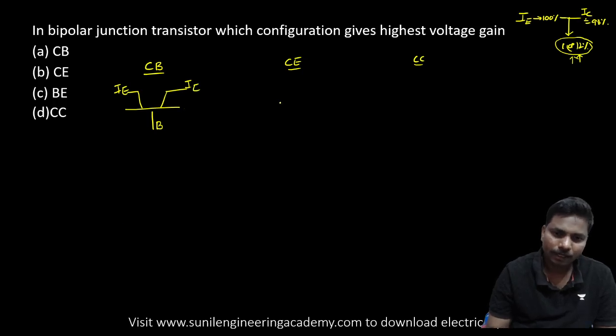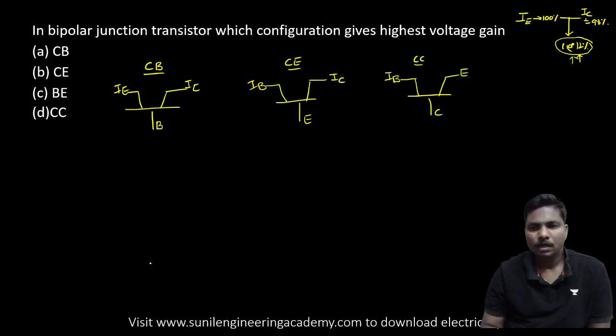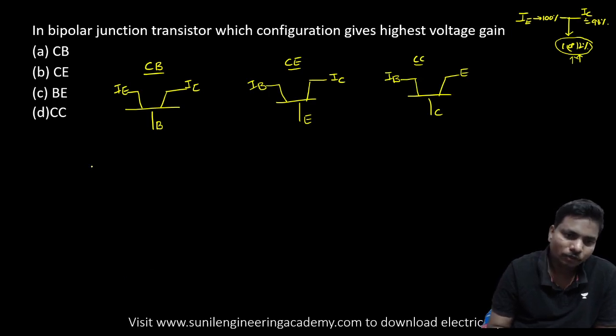Here in common emitter, the emitter is common. Base may not be used as output, so base is used as input, and output is IC. In common collector, the collector is common, the output is emitter, and the input is base. Now first of all, coming to current gains. Here the current gain is alpha.